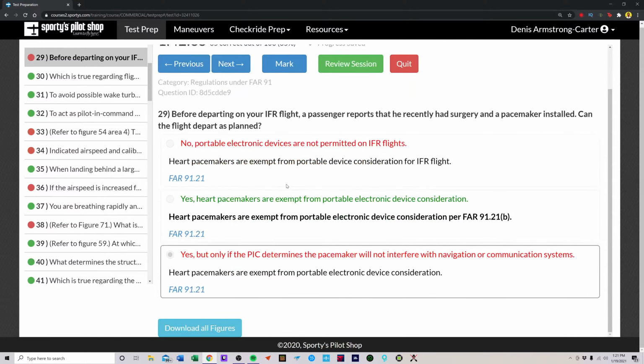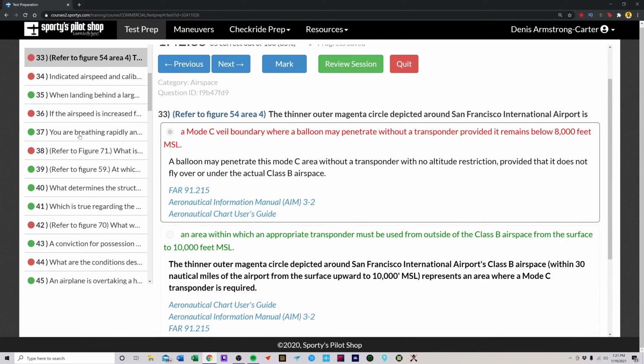Before departing on an IFR flight, heart pace, what is this? This is a new one. Pacemakers are exempt from portable electronic device rules. Interesting. I did not know that. Alright. An area in which the appropriate transponder was used. Interesting. So it's not the Mode C veil, but it said Mode C veil, which is really weird. So I don't know what they want from that. It's the Mode C veil.